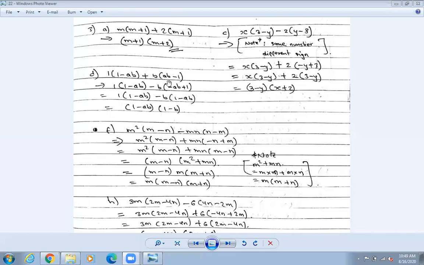Same number, but different sign. What shall we do? So if there is plus, what did I say just before? If there is plus, change the sign.